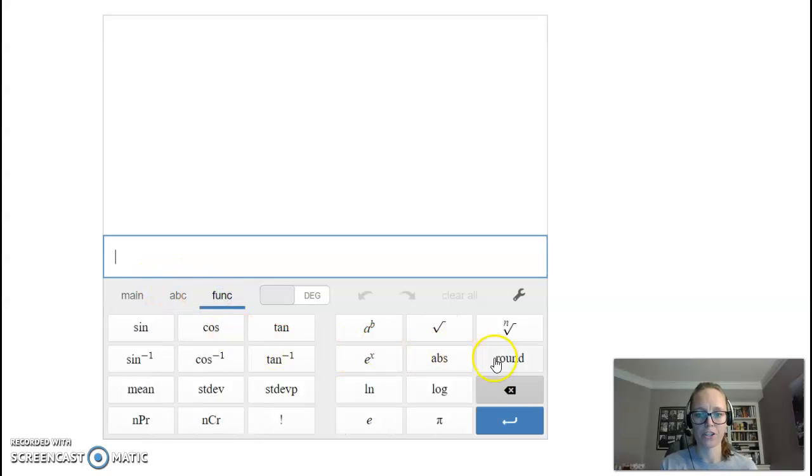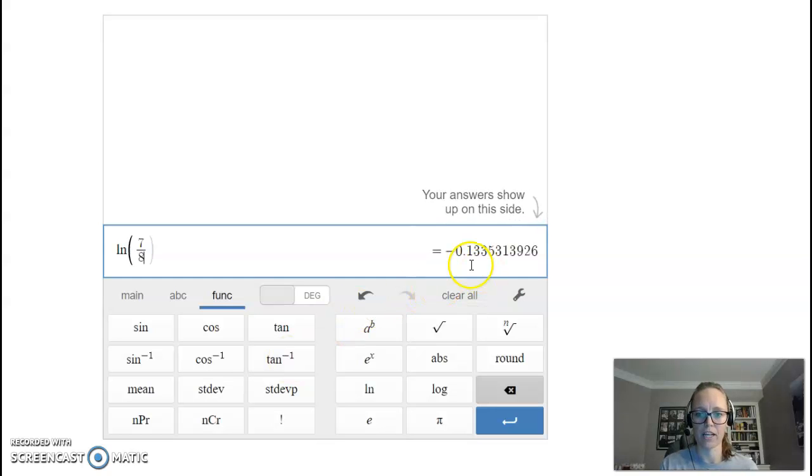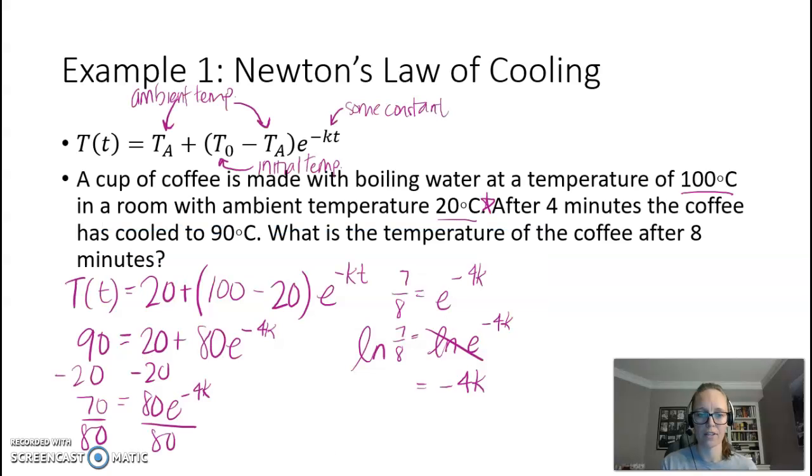We go over to the calculator to find the natural log, and then we're taking the natural log of 7 over 8, which we see is negative 0.1335. So let's plug that in here. We've got negative 0.1335. And then to solve for k, we divide both sides by negative 4.